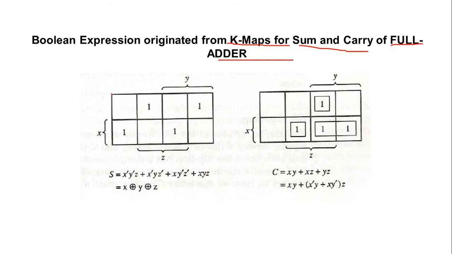So if we go through them, we have three terms, so definitely I need eight boxes. So x, y, and z are there. So this is x complement and this is x.